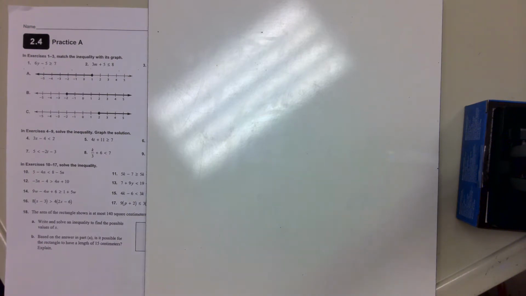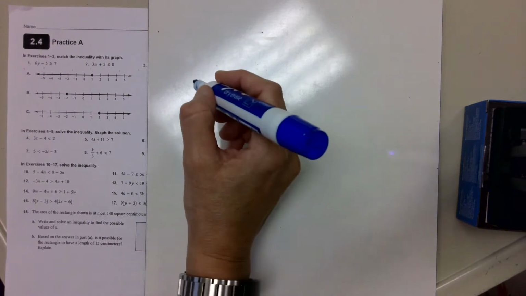So let's just start with this practice A. I'm just going to go through some of these problems with you so you'll know how to solve these types of problems and get the idea. So the first three problems, you're solving the inequality and then matching the graph that goes with that. So we're going to try number one right here.